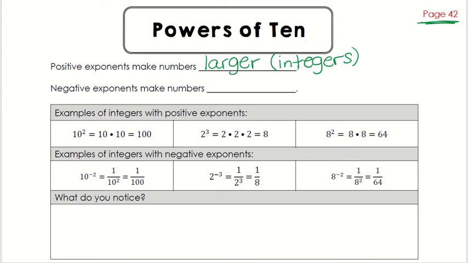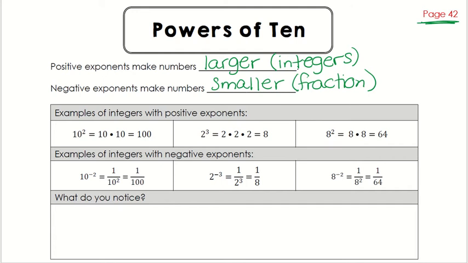Negative exponents make numbers smaller. And so this is actually going to make your numbers fractions. Remember, fractions are smaller than a whole, unless it's an improper fraction. But that's making your number smaller than the integer. So we have some examples.